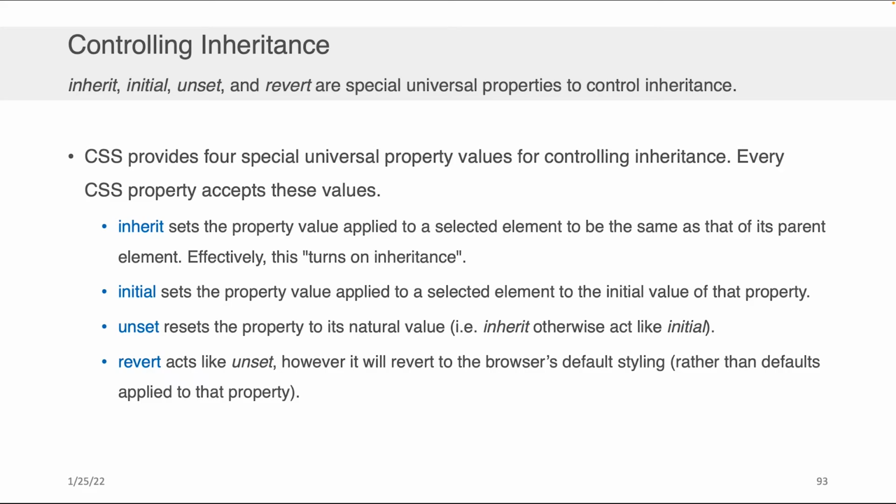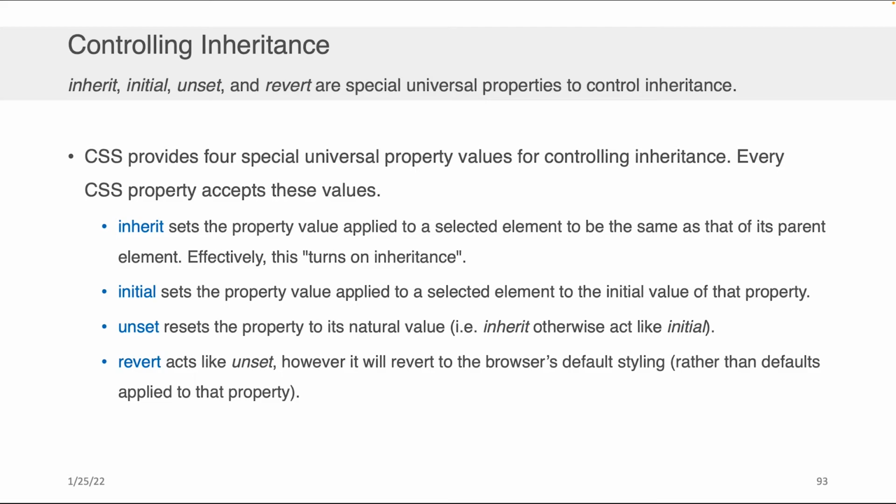Fortunately, there is a way to control inheritance in CSS. There are 4 special universal property values for controlling inheritance, which I'd like to take you through. The inherit value sets the property applied to a selected element to be the same as that of its parent. So it's effectively saying, turn on the inheritance. There is an initial property that sets it to whatever the initial value of that property was. So sort of the default, if you will. Initial is kind of like default.